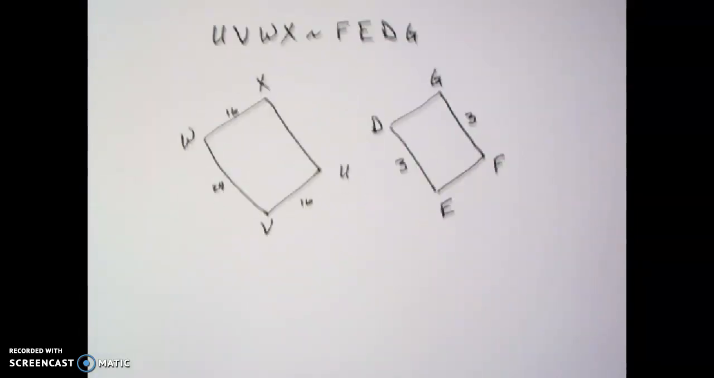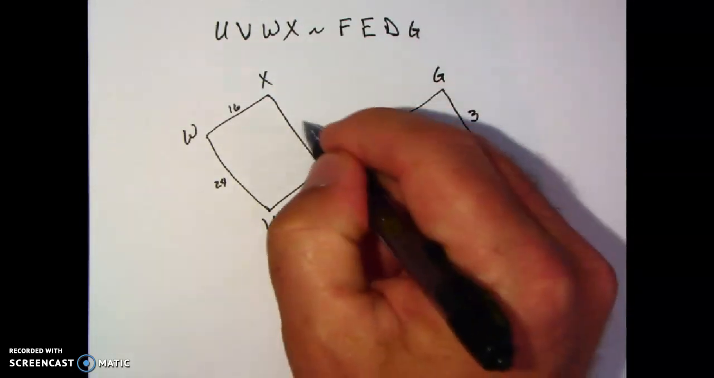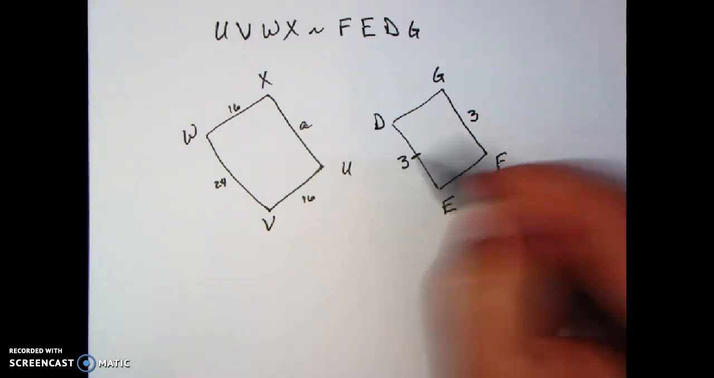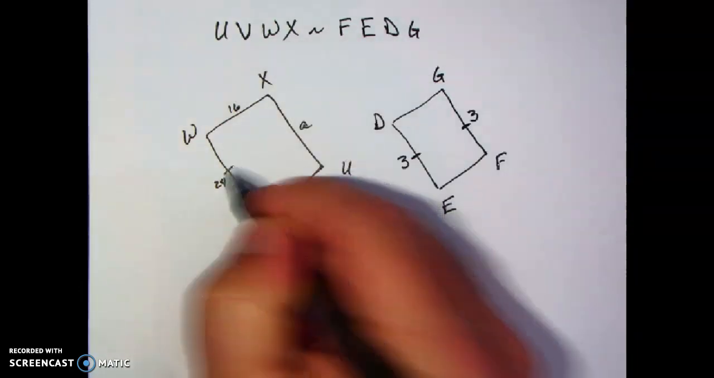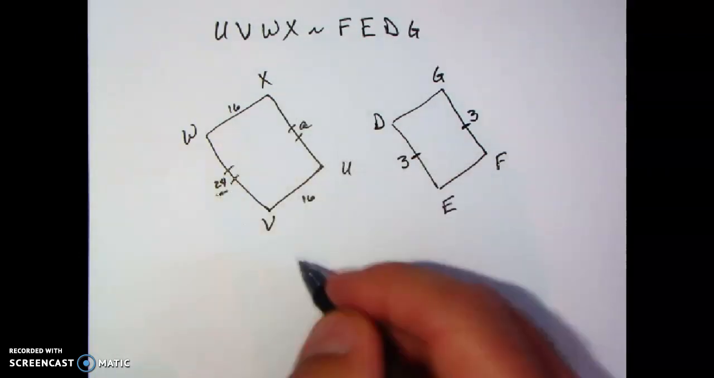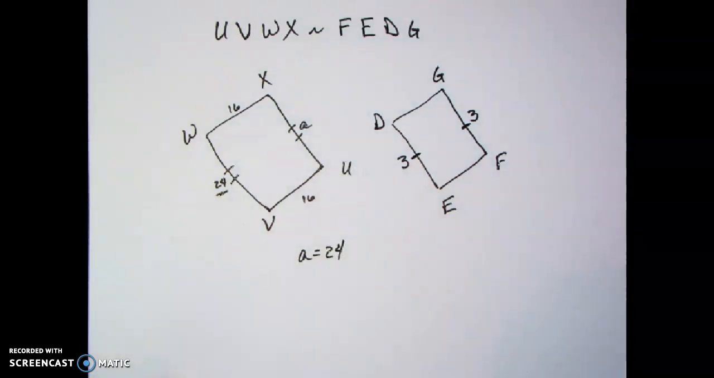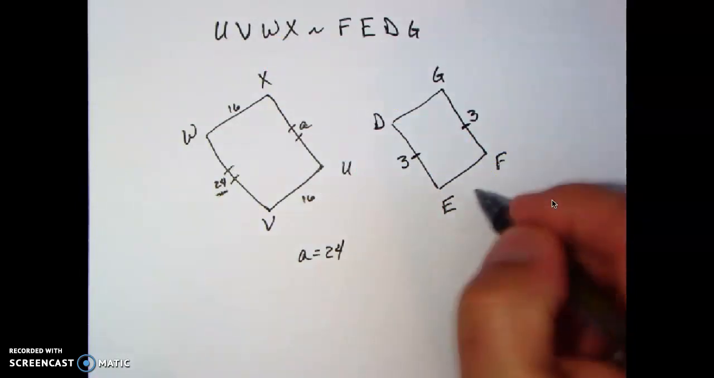So when I set up a proportion to solve this, if I'm looking for this side over here, let's say this is side A, well, let's see, our corresponding sides, notice that these two are congruent, which then tells me that because these are similar, these two would also be congruent. So that would make that, if this is 24, that side, UX, would be 24. The other side we're looking for is EF. All right, we're looking for side EF. That's this side here.